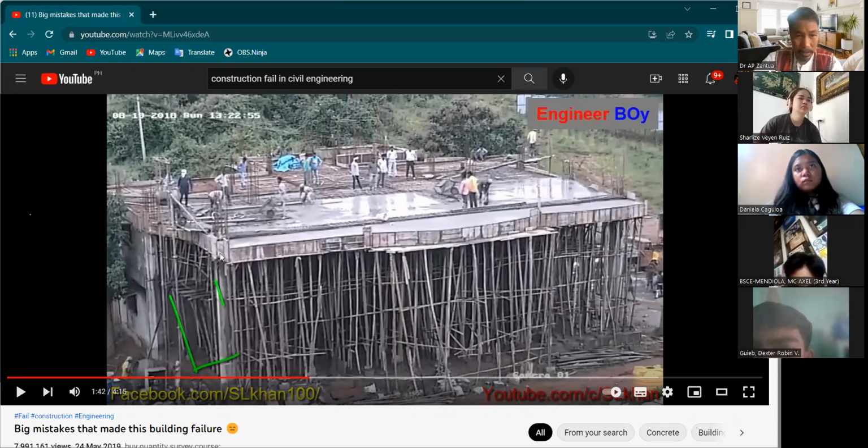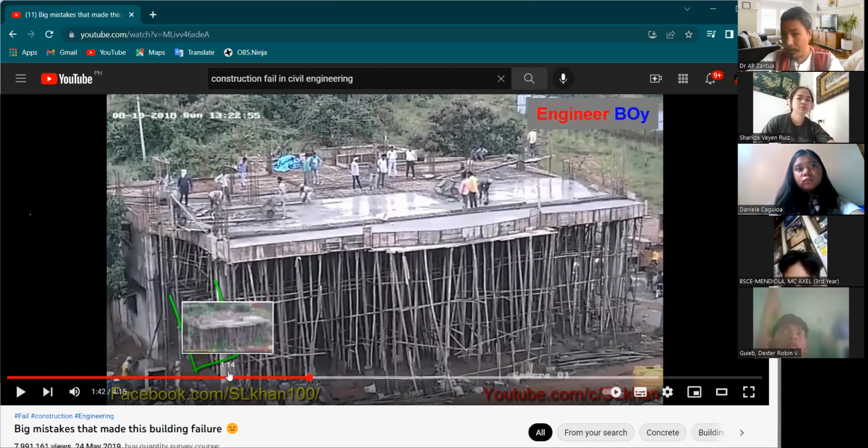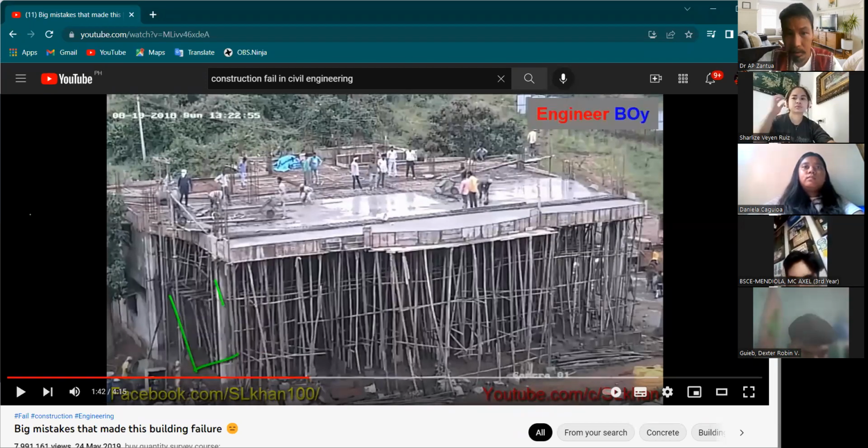This is 7 meters. So I will measure. I will estimate about how much this is. Okay. So 40. So I will compute. I will use calculator.